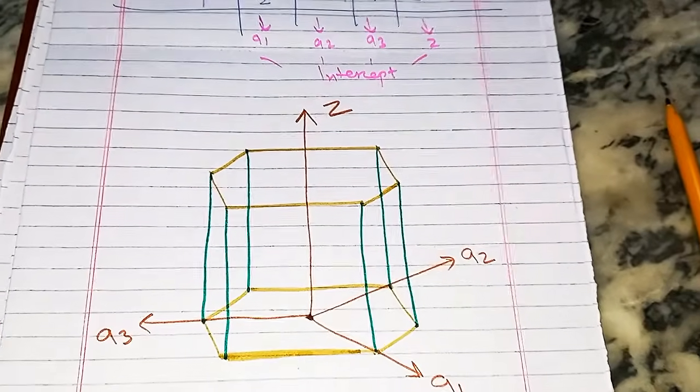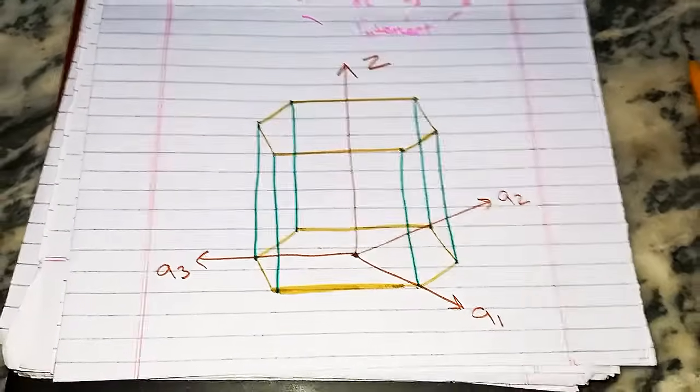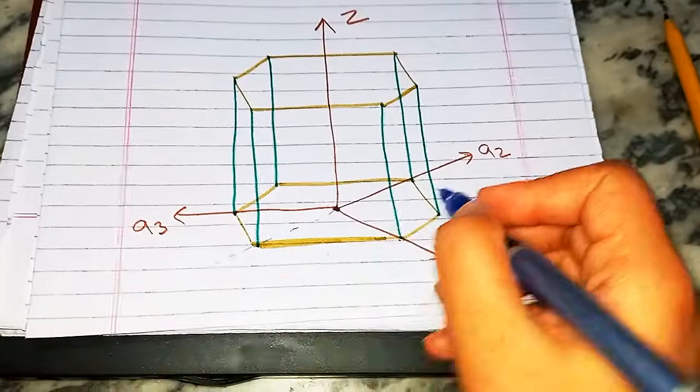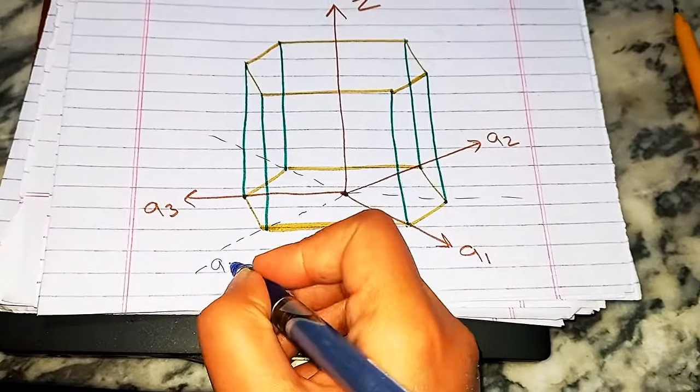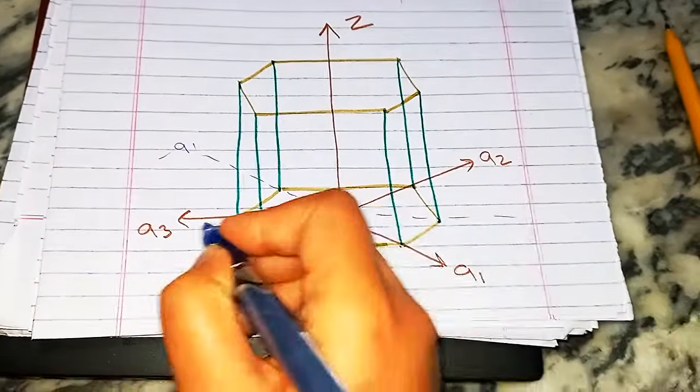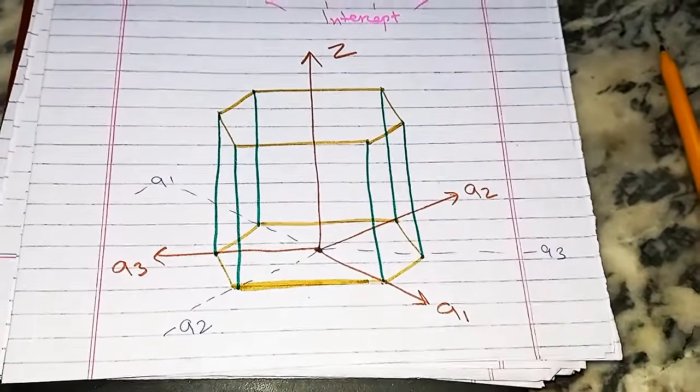All right, and we know the negative directions as well, and we should just mention them so that it's easy for us to navigate. It's negative A2, negative A1, and this is negative A3. That is what is required.